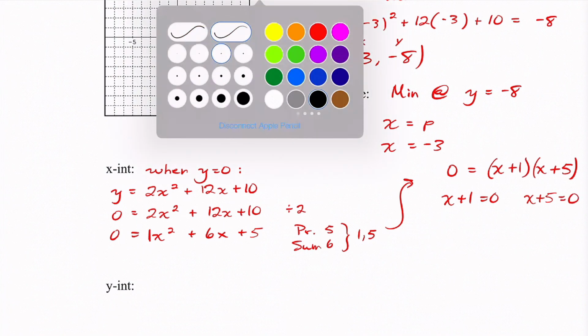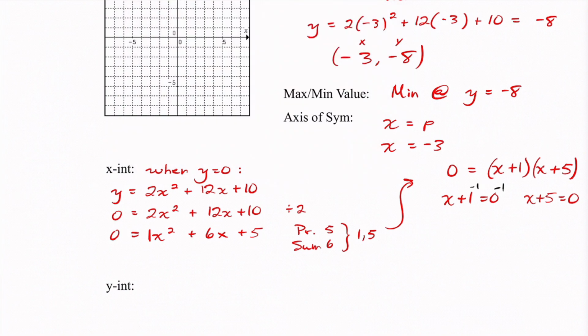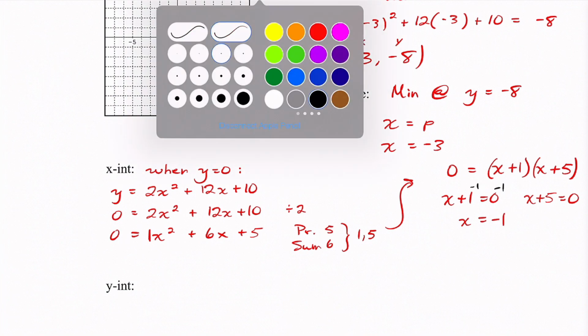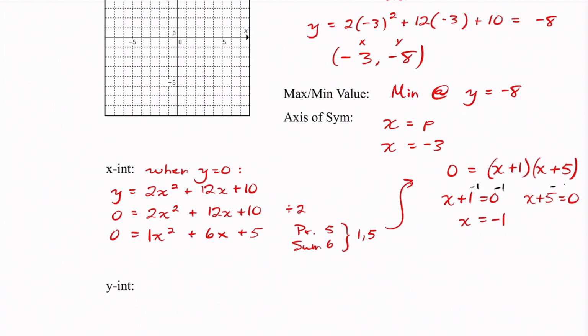So on the left one, I can subtract both sides by a 1. And then that's going to give me x equals negative 1. On the right one, I can subtract both sides by 5. And I get x equals negative 5. So those are my two x-intercepts. So it's going to be at negative 1 and 0, and negative 5 and 0. Remember, it goes x and then y, and we knew y had to be 0 because that's what we had at the start. Y was 0.